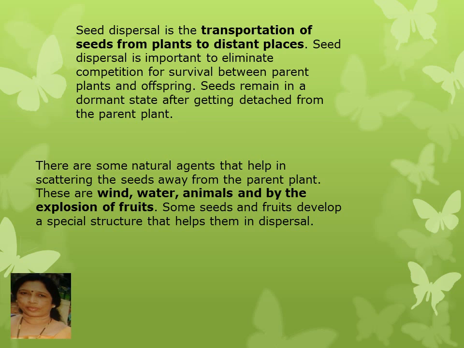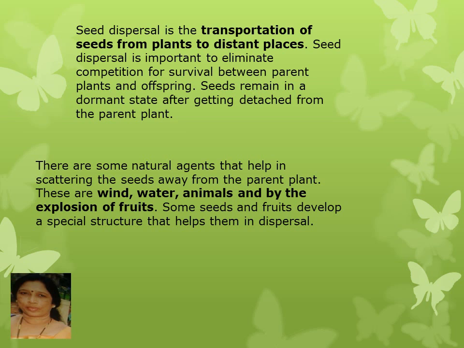Seed dispersal is the transportation of seeds from plants to distant places. Seed dispersal is important to eliminate competition for survival between parent plants and offspring. Seeds remain in a dormant state after getting detached from the parent plant. There are some natural agents that help in scattering the seeds away from the parent plant. These are wind, water, animals, and the explosion of fruits.